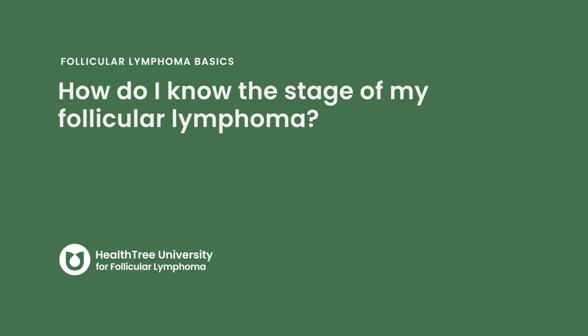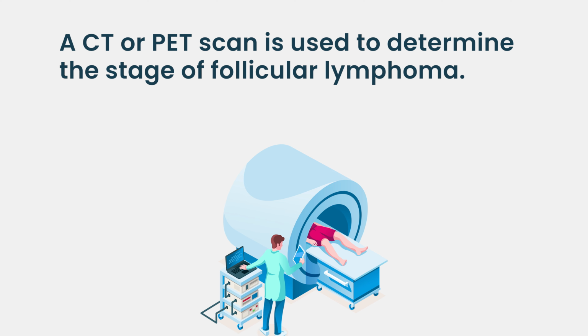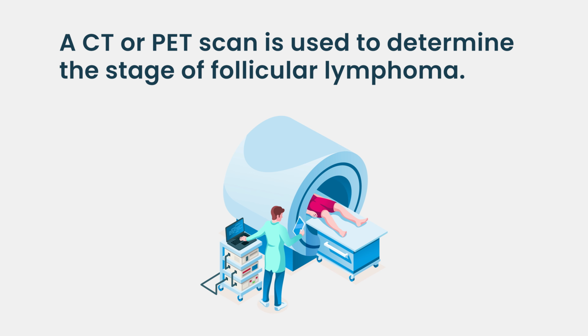How do I know the stage of my follicular lymphoma? So the staging of follicular lymphoma is typically done by imaging. So we will use something called a CT or a PET scan. And the staging has to do with how far advanced the disease is throughout the body.